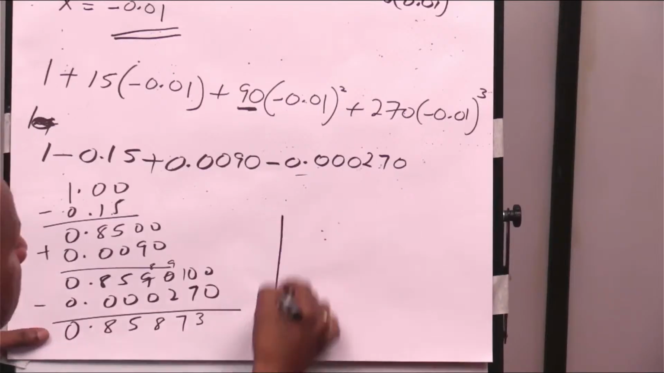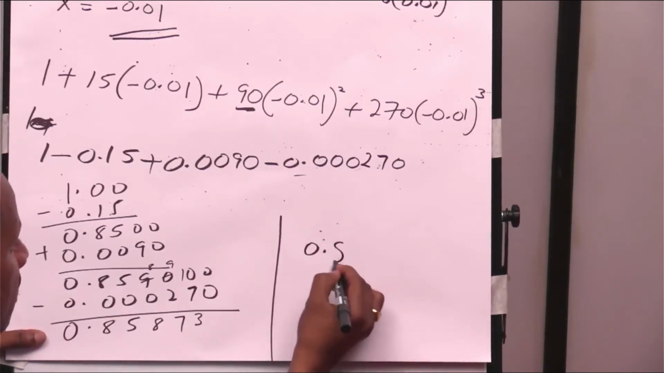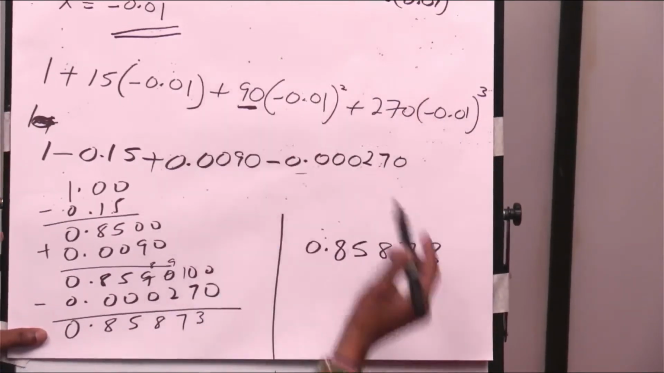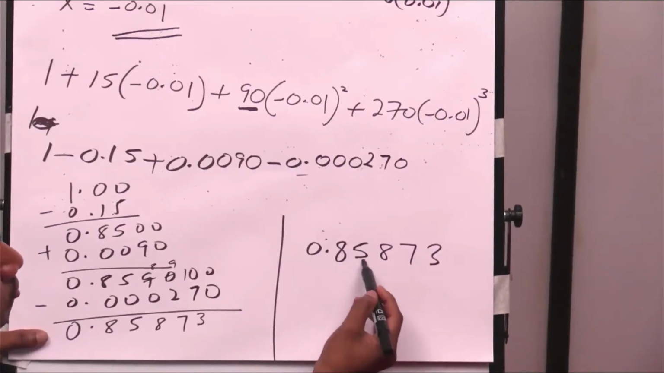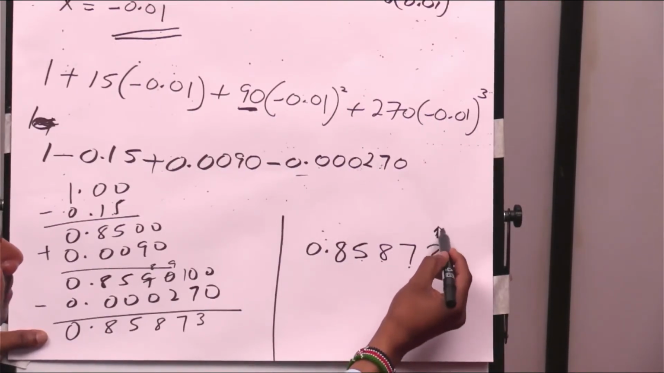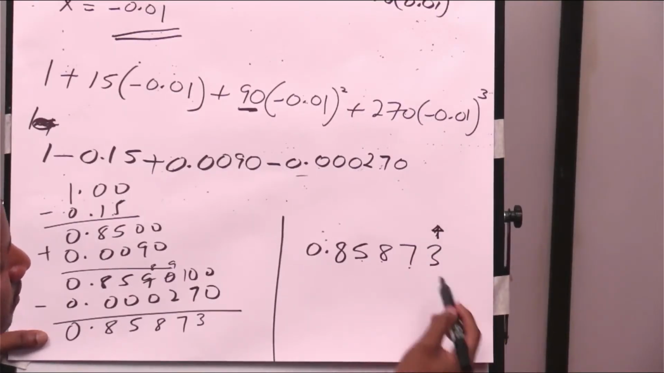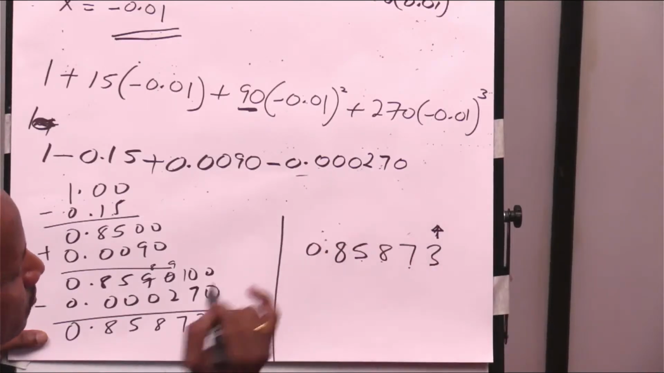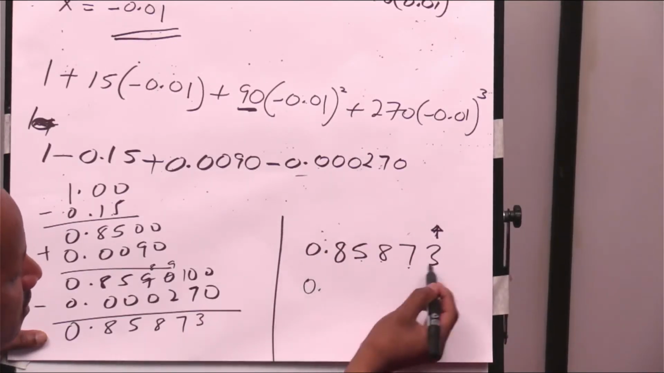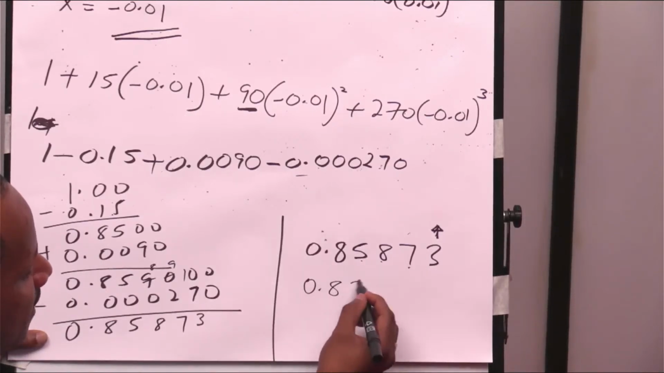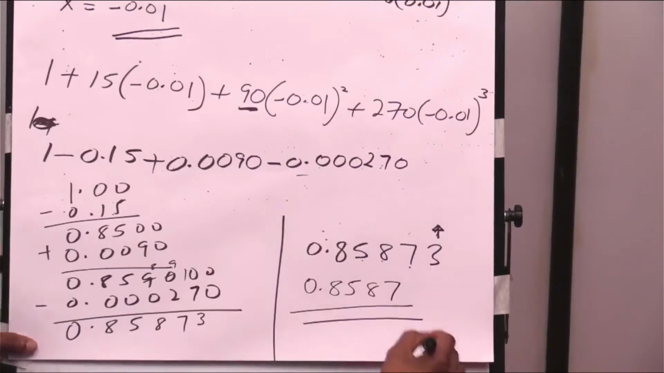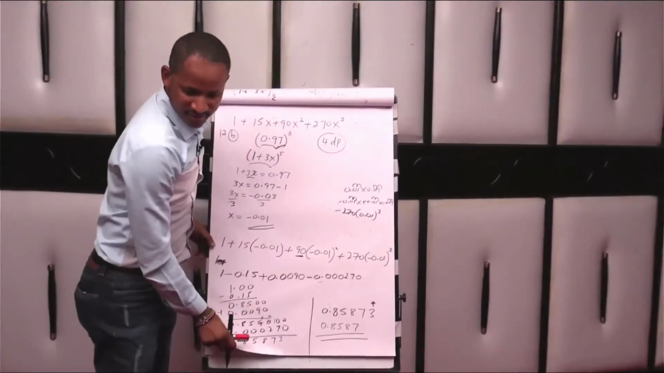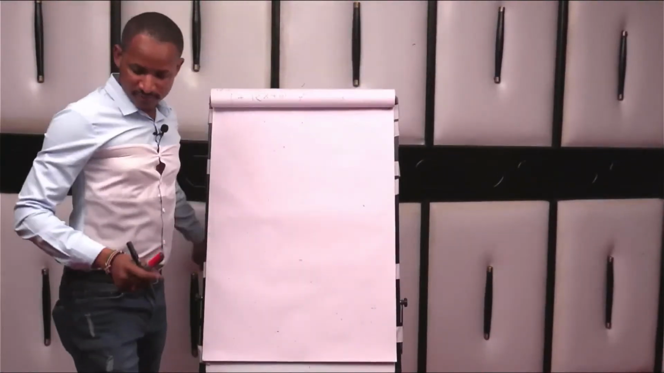You can use your calculator. So this comes to 0.85873. But they want it correct to 4 decimal places: 1, 2, 3, 4. You look at the 5th one. If it is less than 5, then the 4th decimal place stays the same. If it is more than 5, then you add 1 to the 4th decimal place. Because it is less than 5, it stays. So the answer is 0.8587. Very easy. Next.